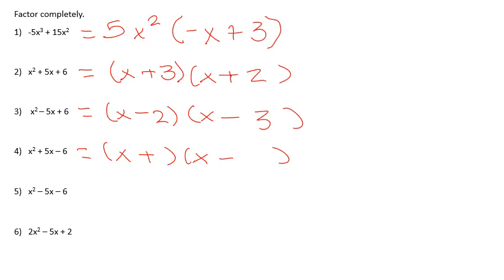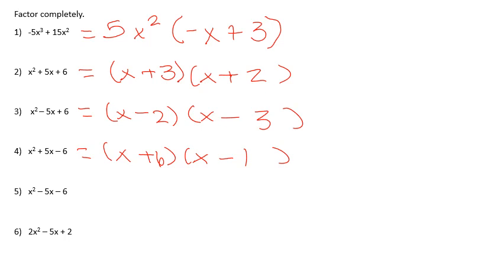2 and 3 won't work anymore. They multiply to make 6, but if one's positive and one's negative, the difference between those two numbers is 1. So there's no way I'm going to get 5. So I have to think more about factors of 6. My other possibilities for factors of 6 are 1 and 6. Okay, so 1 and 6, if I had a positive 6 and a negative 1, then positive 6 times negative 1 makes negative 6, and positive 6 minus 1 makes 5.